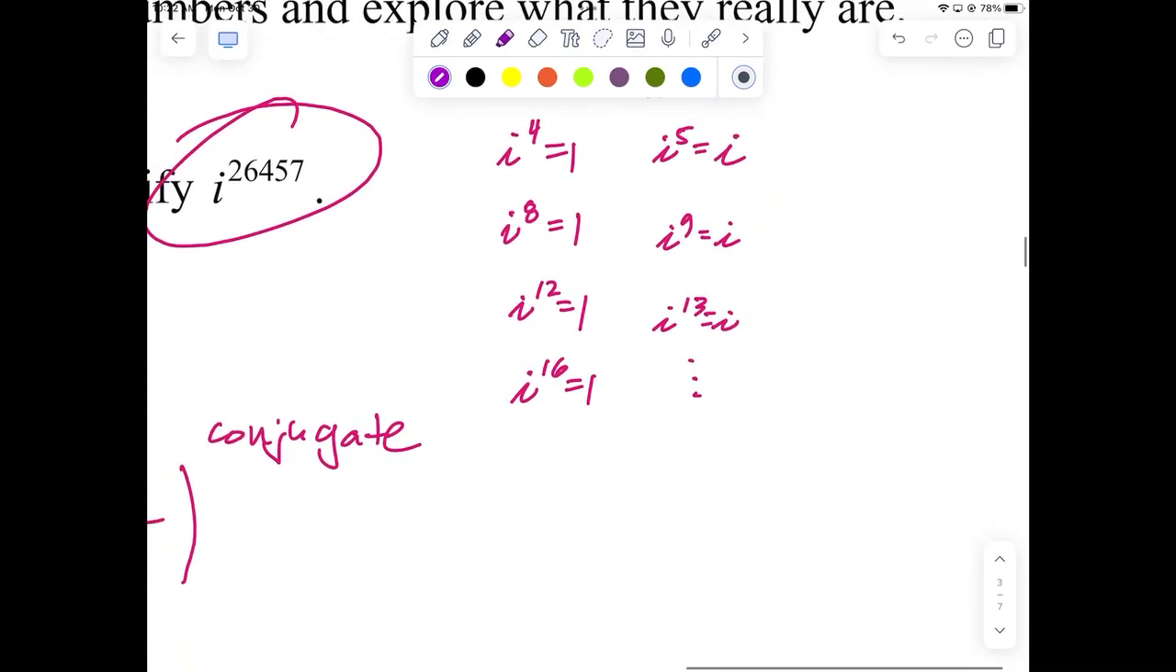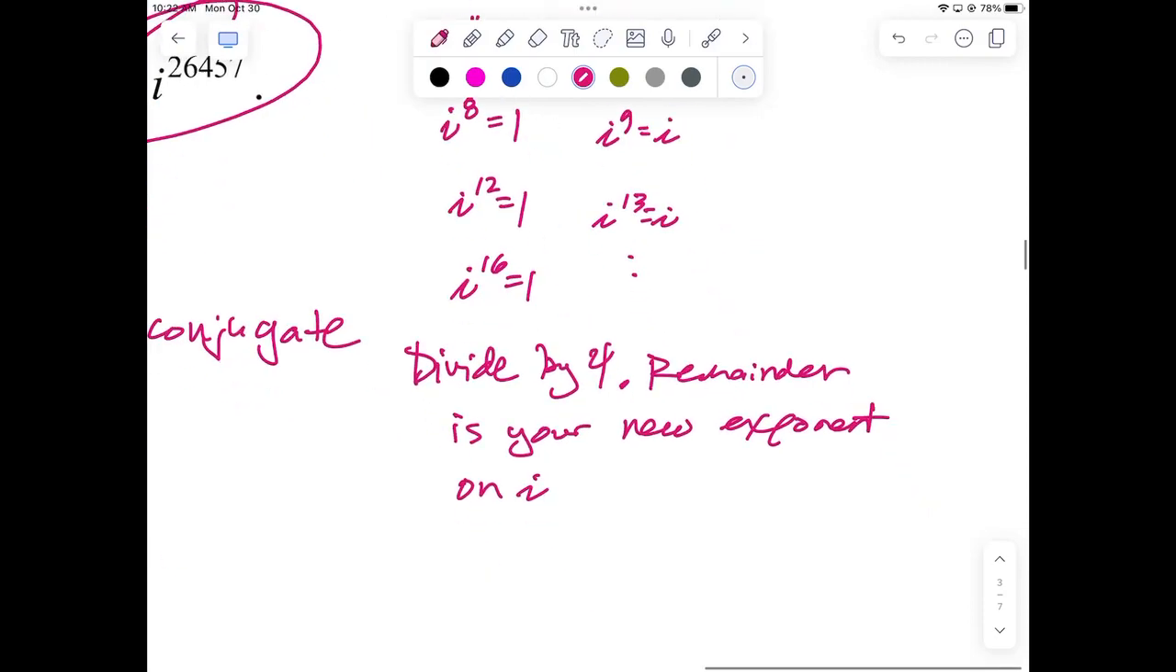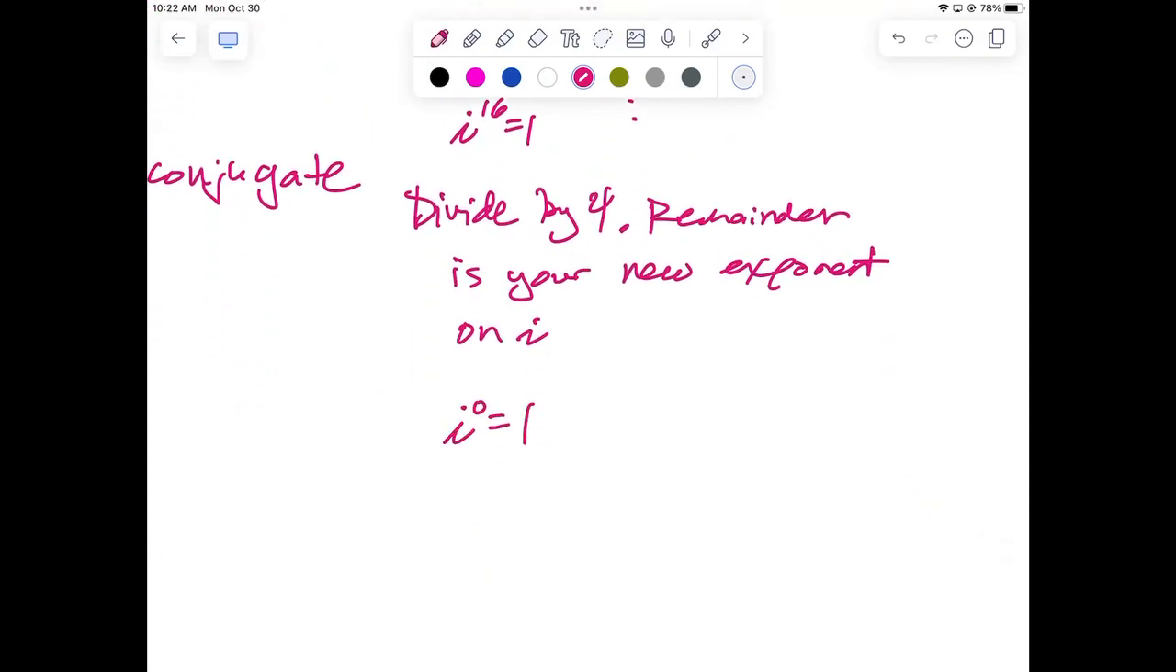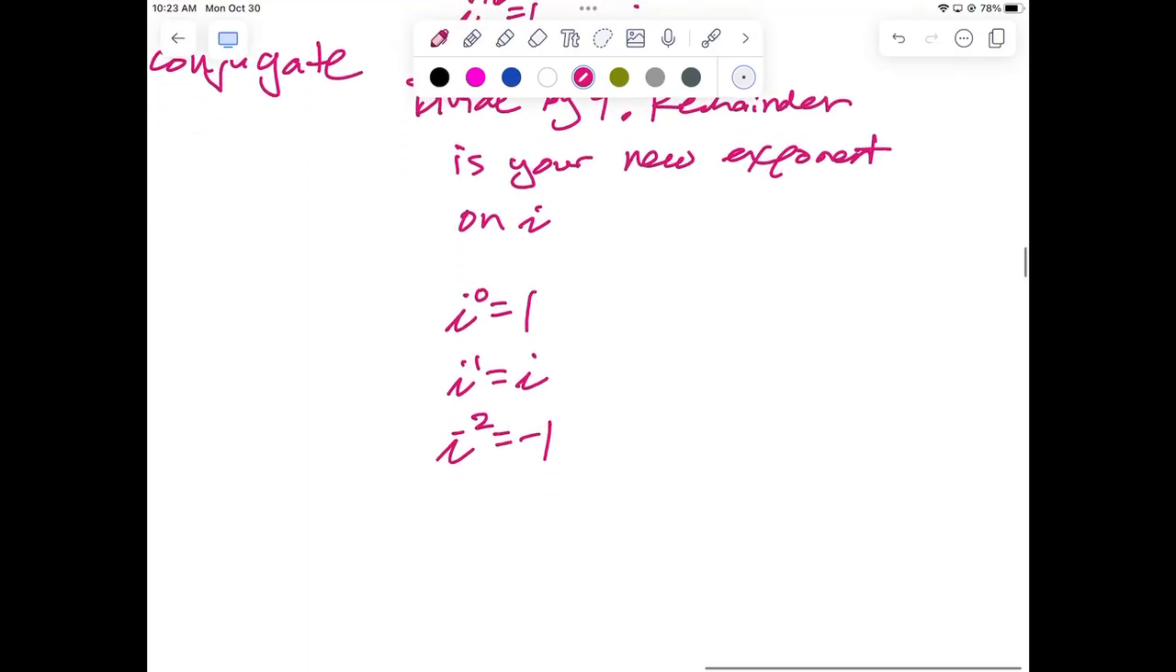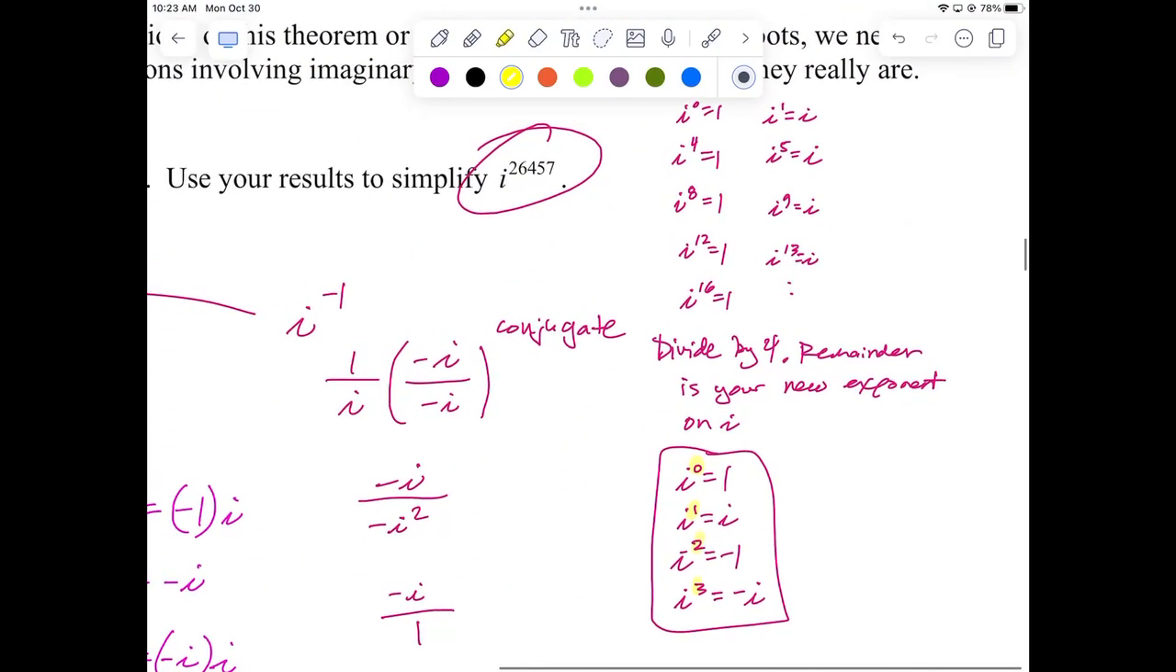Okay? So here's all you have to do. Divide by 4. The remainder is your new exponent on i. So it's going to be one of these. If your remainder is 0, it goes in evenly, it's 1. If your remainder is 1, it's i. If your remainder is 2, it's -1. If your remainder is 3, it's -i. And if your remainder is 4, you did your division wrong, right? Here are your remainders. 0, 1, 2, 3.